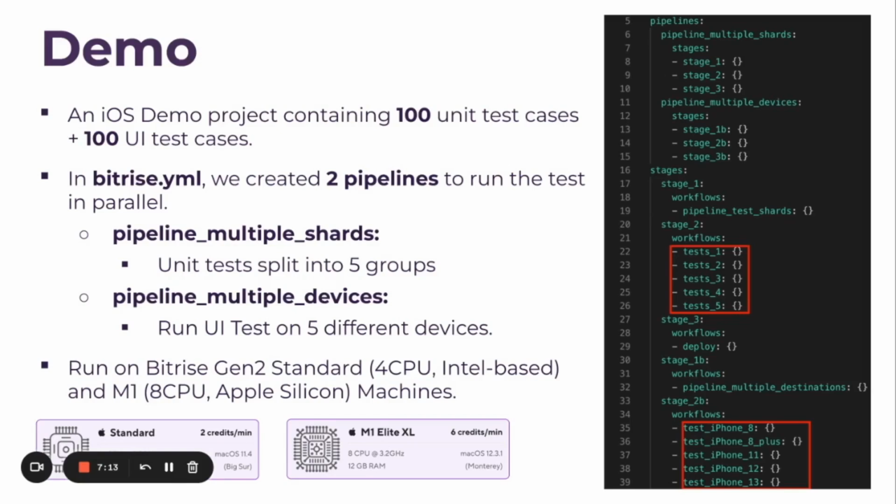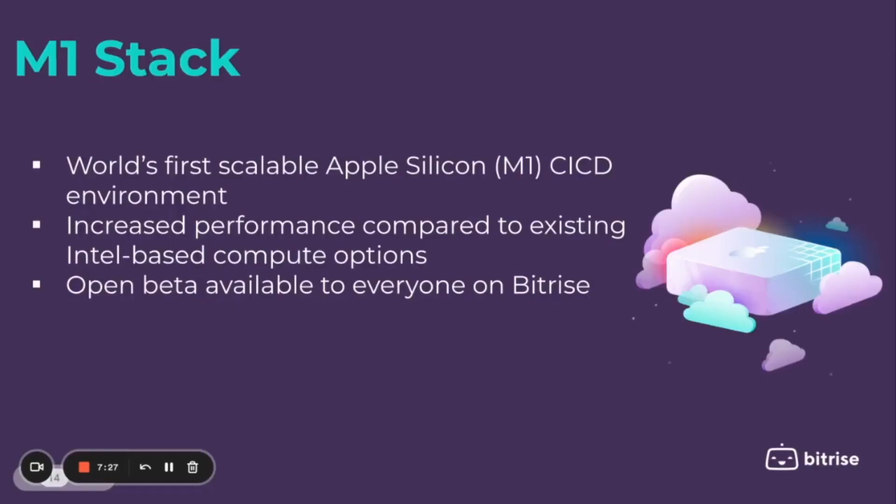Then, I run the pipeline on 2 different Bitrise virtual machines. One is the Generation 2 standard stack, and the other one is the M1 stack. By the way, Bitrise is the first to officially provide the virtual M1 CI/CD build environment, and it's now in open beta. You should definitely try it out and see the difference by yourself.